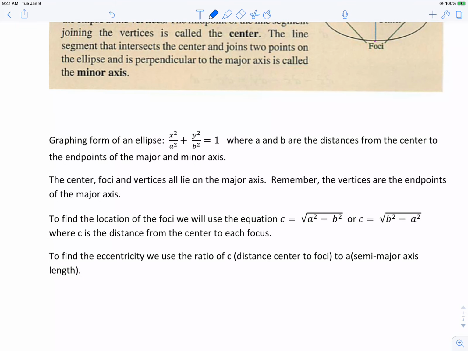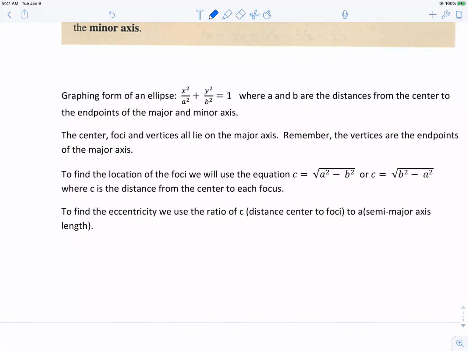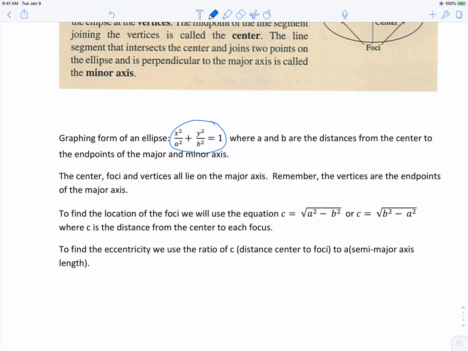So just like the other conic section, the circle, this is our general form, but when we want to graph and stuff, we have something called the graphing form. This is typically the graphing form of the ellipse, okay? A and B are the distances from center to the endpoints of the major and minor axes. So if I draw one this way, let's say, I have my center here. A is going to be this distance, and B is going to be this distance. Why did I choose A and B how I did? Because A goes in the X direction, and I know that because it's underneath the X term. The B goes in the Y direction, or vertically, because it's under the Y term.